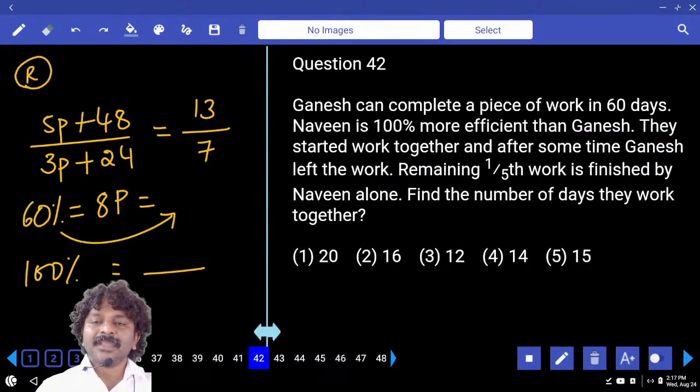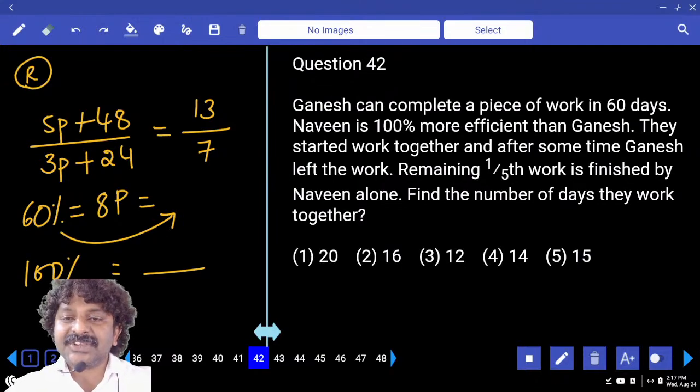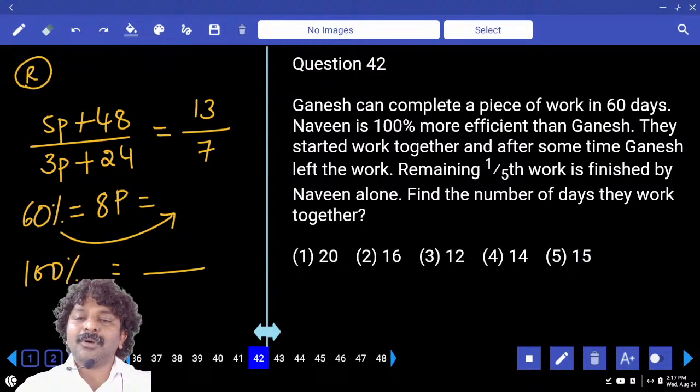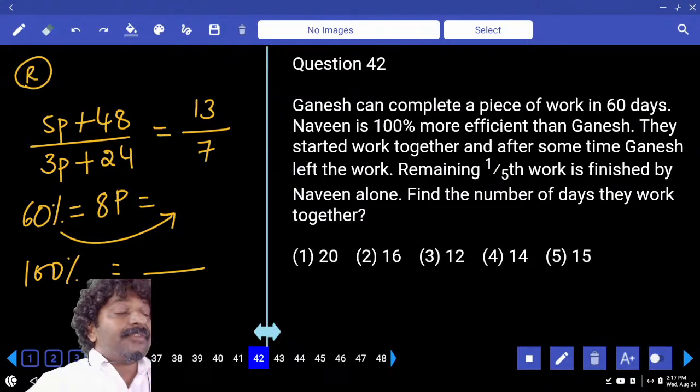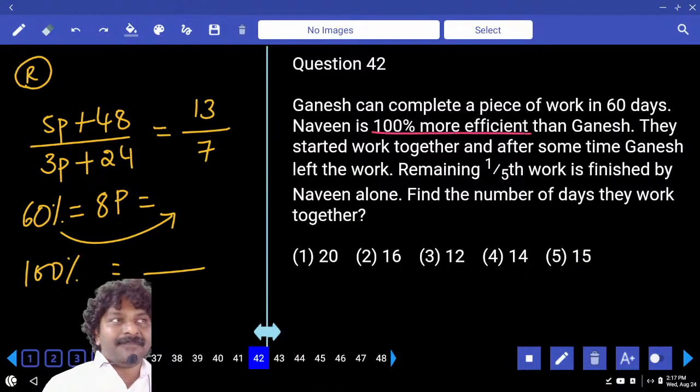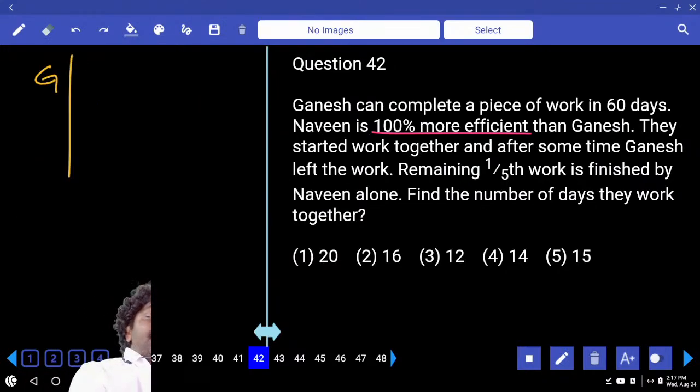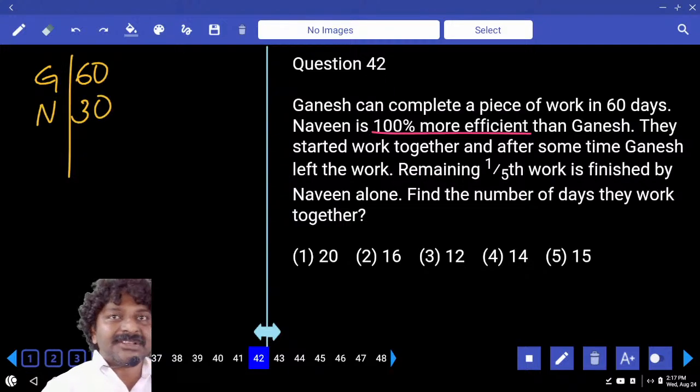Next, Ganesh can complete a piece of work in 60 days. Naveen is 100% more efficient than Ganesh. If Naveen is more efficient, that means he will do more work than Ganesh, right? If he is doing more work, will he take more time or less time? As he is 100% more efficient, he takes only 50% of the time taken by Ganesh, and time taken by Ganesh is 60. Then Naveen should take only half of that, which is 30 days only.